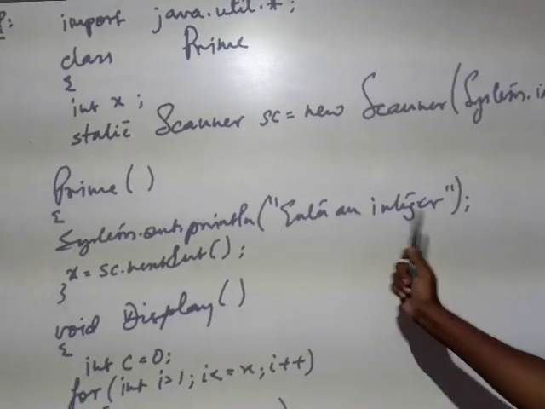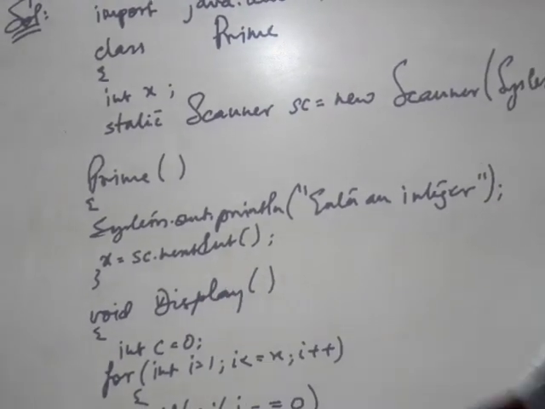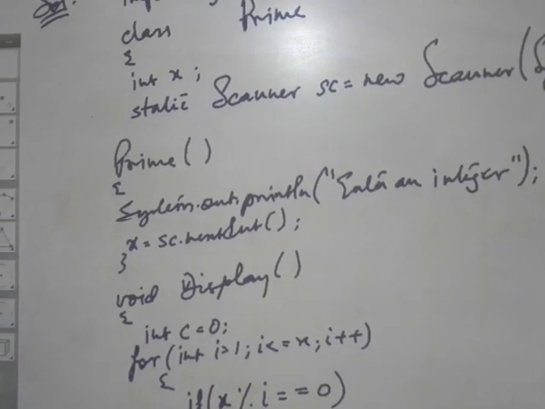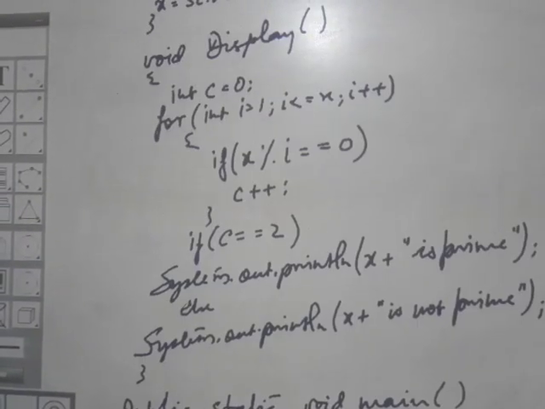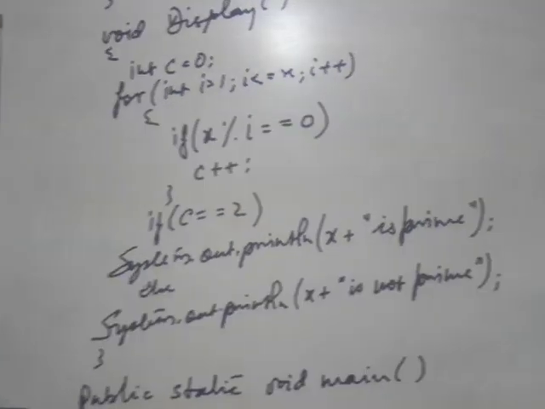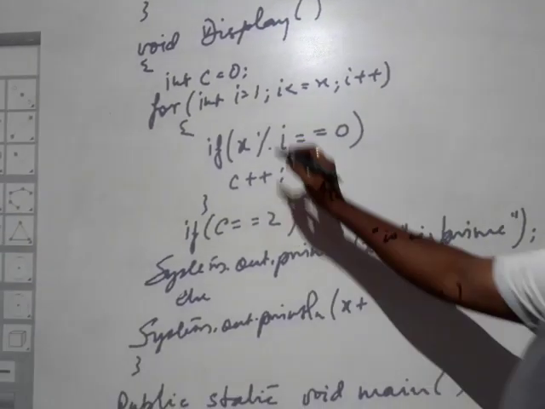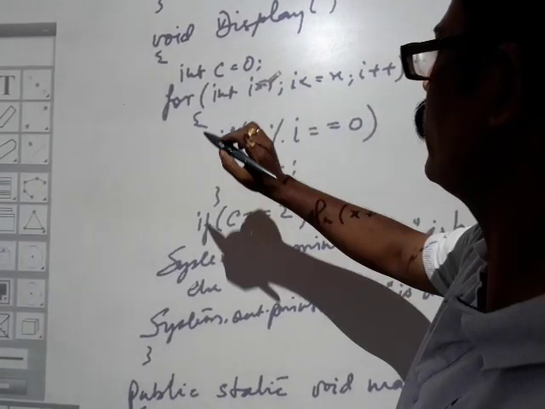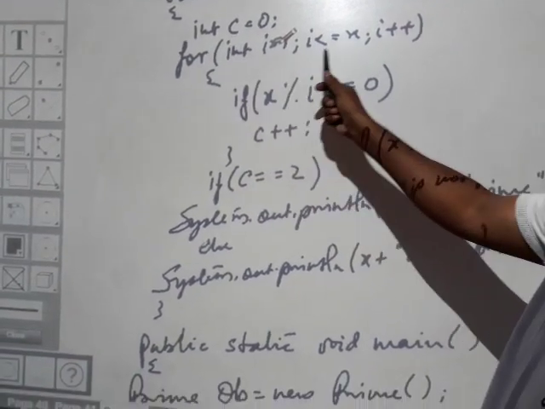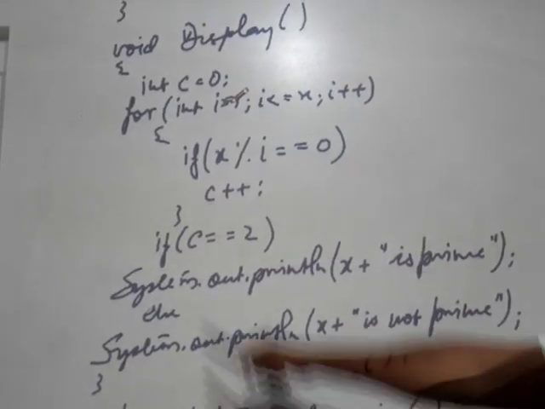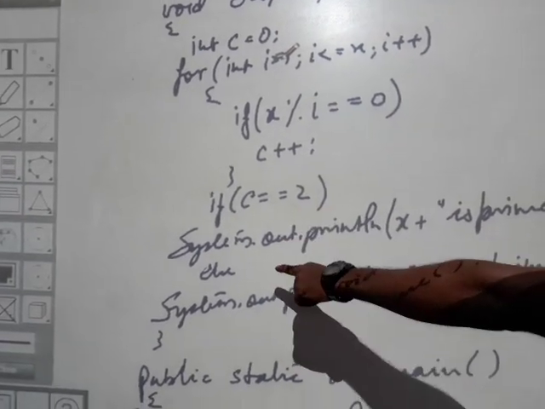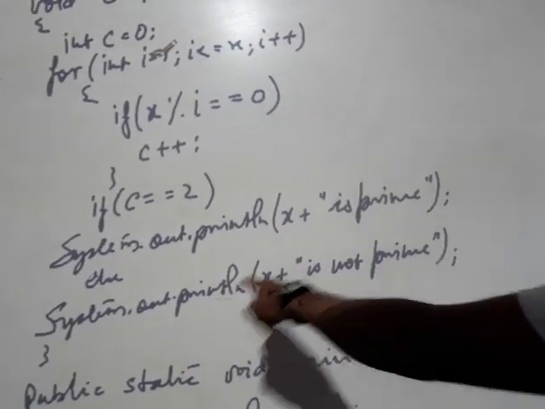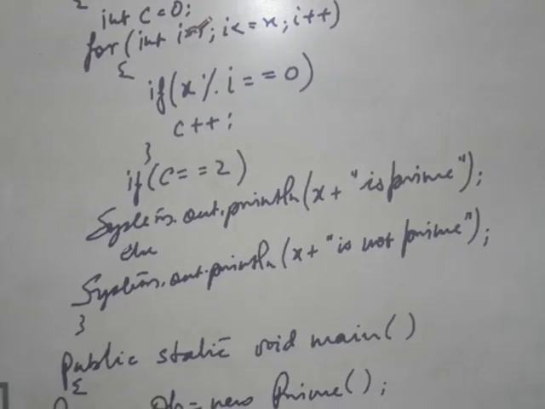So that is, enter an integer as x is equal to sc.nextInt(), as we did in the previous one. Then void display as it is, there is no change because we are checking a prime number. So for prime number, as you know, for int i = 1; i <= x; i++, if x % i == 0, c is the counter. If c equals 2, print that x is prime, otherwise it will display x is not prime.